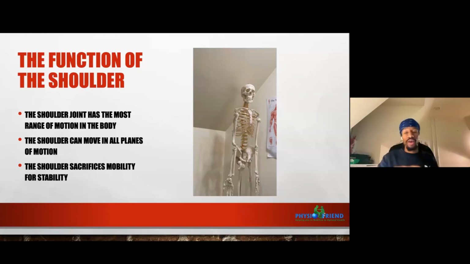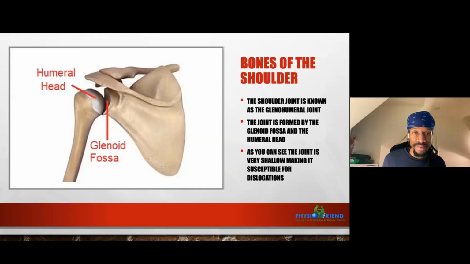So the shoulder, as we'll talk about later, sacrifices stability for mobility. I think I said that the wrong way around, but basically what I'm meant to say is the shoulder would prefer to have mobility, and it will choose to have mobility over stability. And because it chooses mobility over stability, this is where we can have a lot of problems.